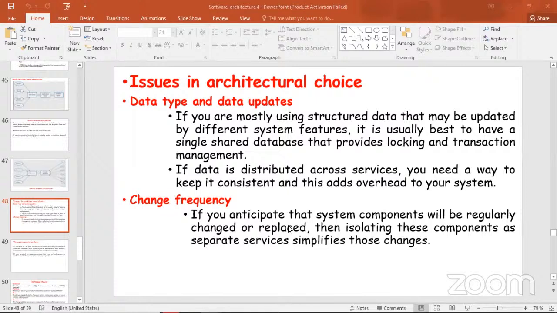Then change frequency. If you anticipate that system components will be regularly changed or replaced, then isolating these components as separate services simplifies those changes.